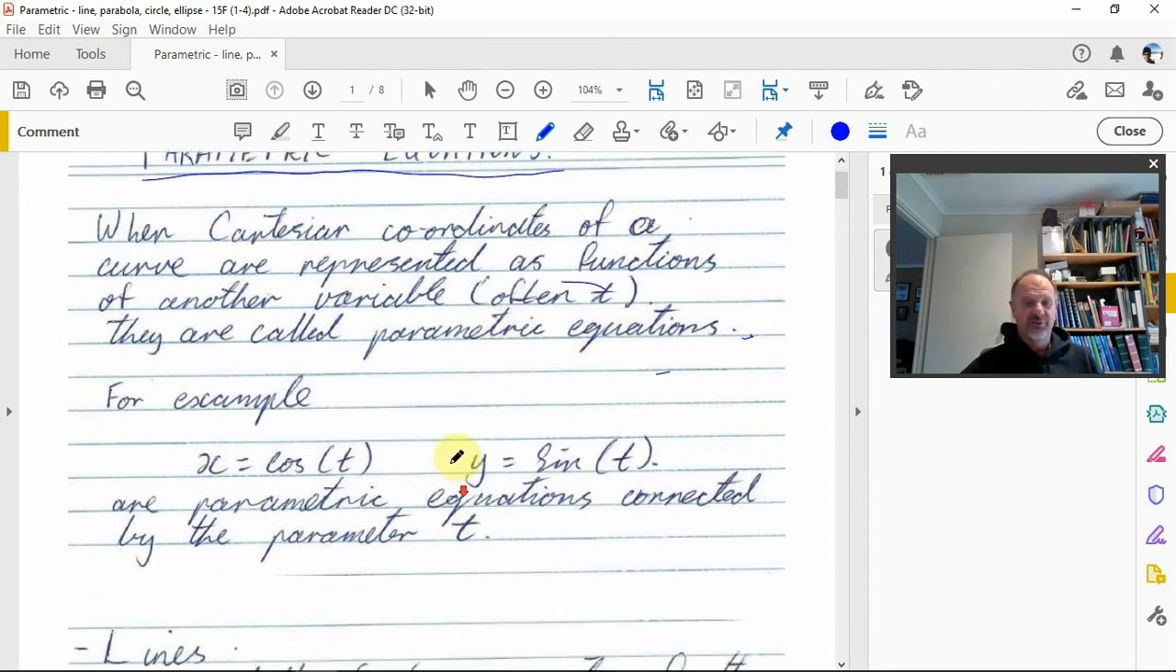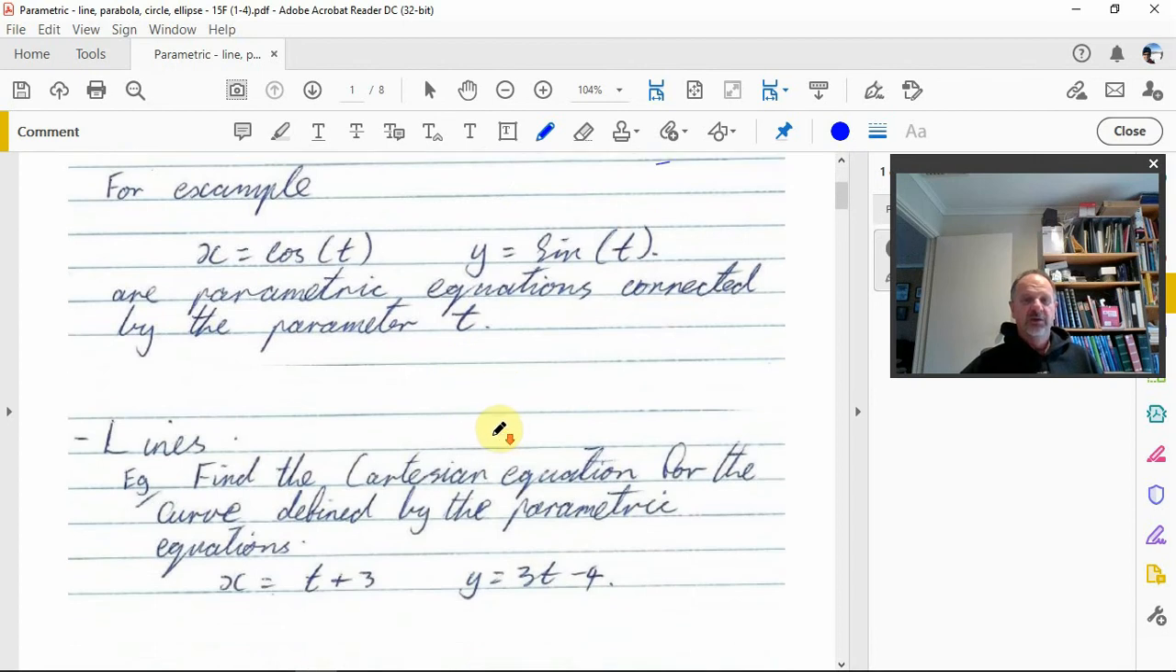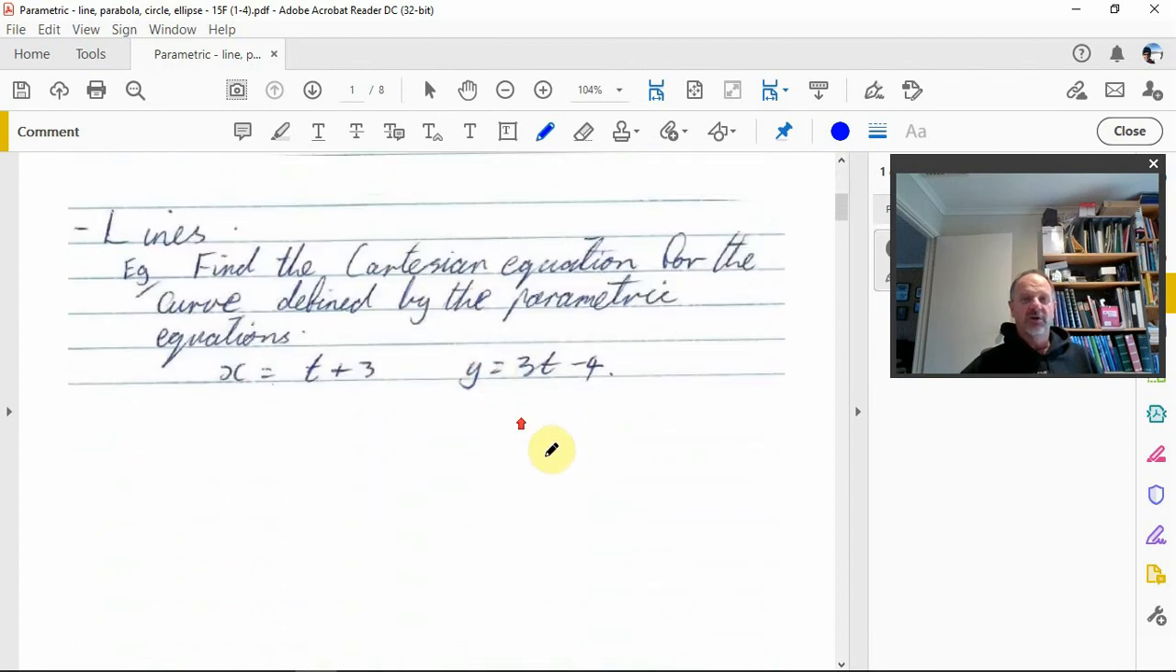So for example, with lines, we can find the Cartesian equation for the curve defined by the parametric equations. It says curve, so use the broader term curve. A straight line is a curve without any curviness, so just a line. Okay, so we've got parametric equations here because we've got this parameter t.